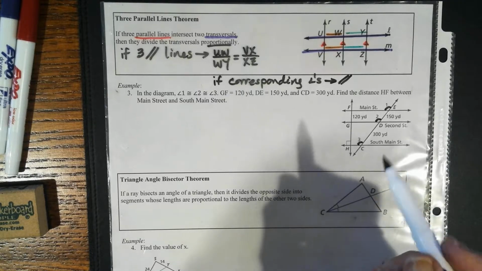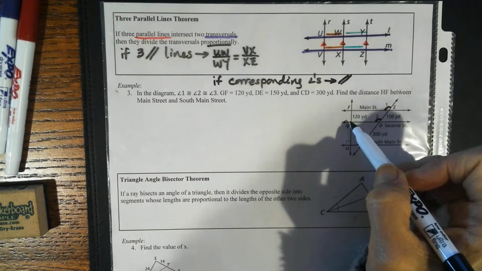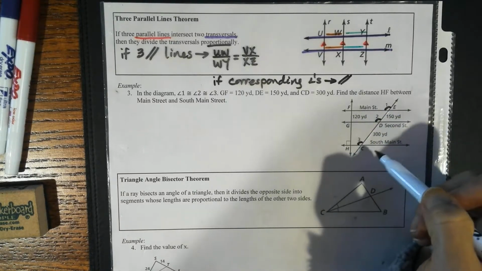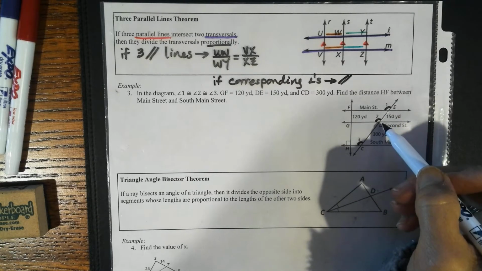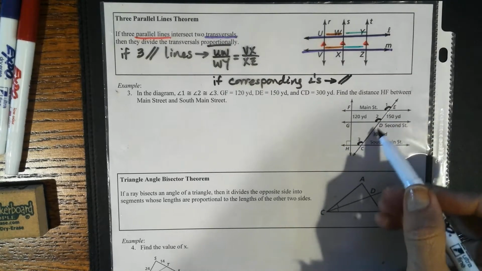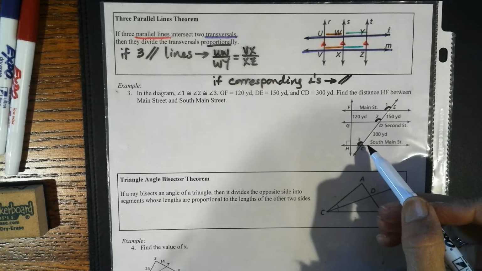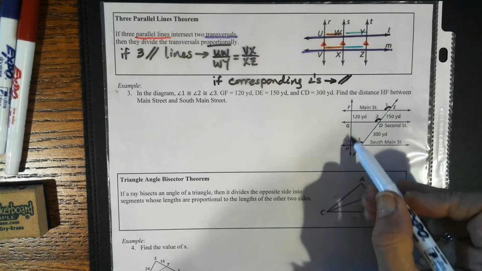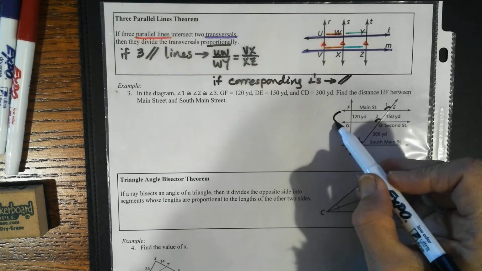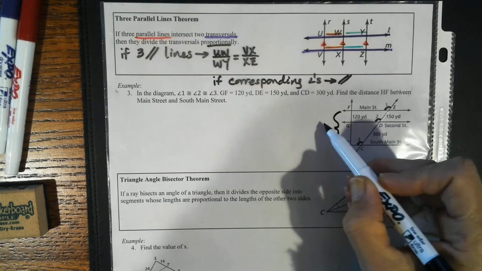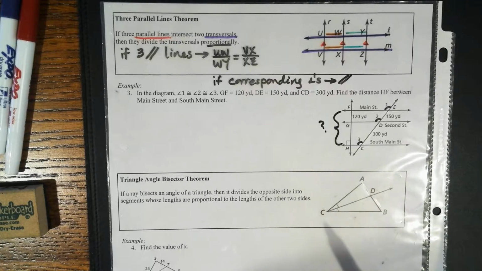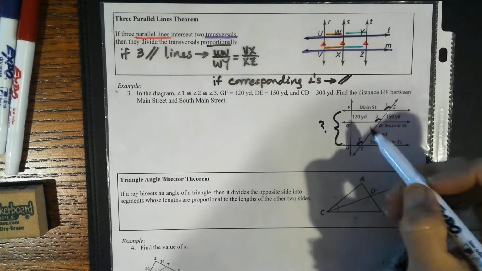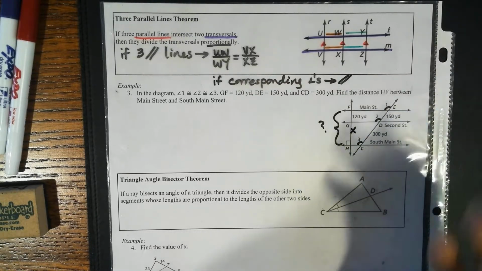Now, GF right here is 120. DE is 150. CD is 300. And we want to know the distance HF between Main Street and South Main. So this is what we are looking for right here. I don't know GH, but I can figure it out. But first I'm just going to call it X.